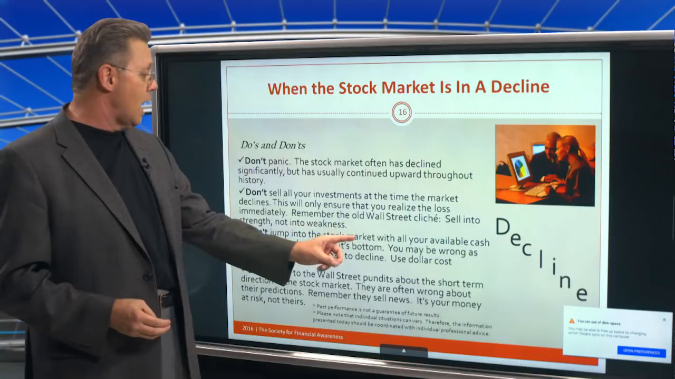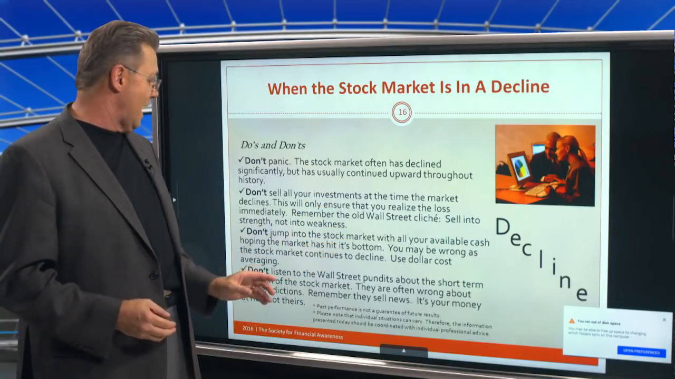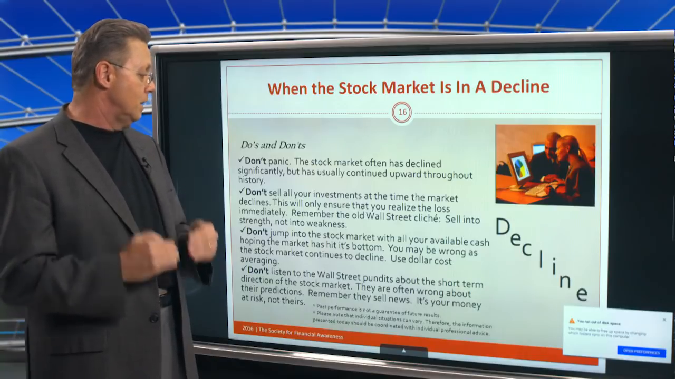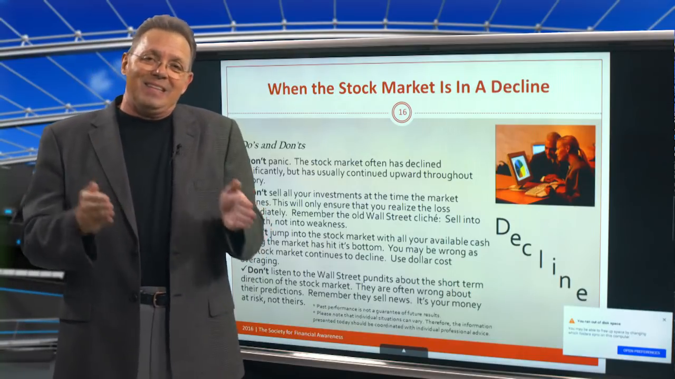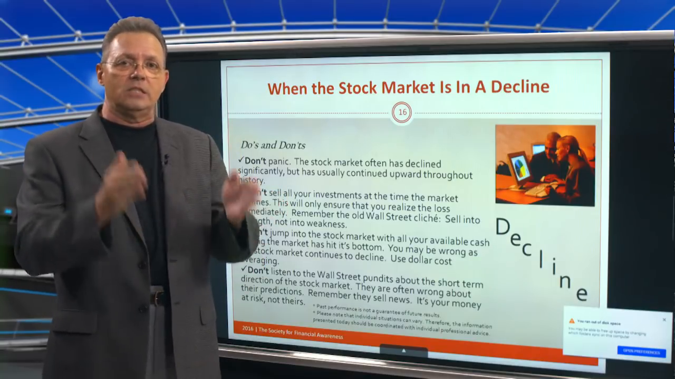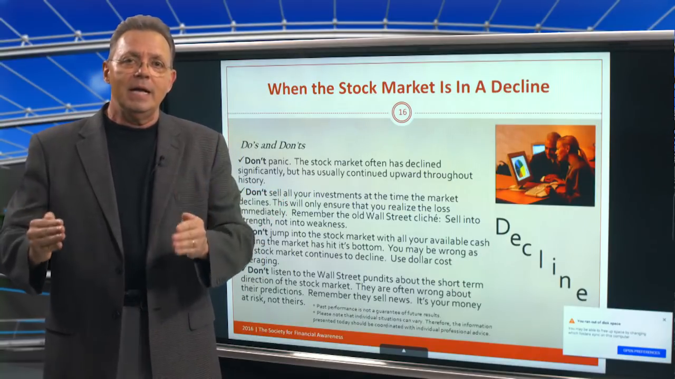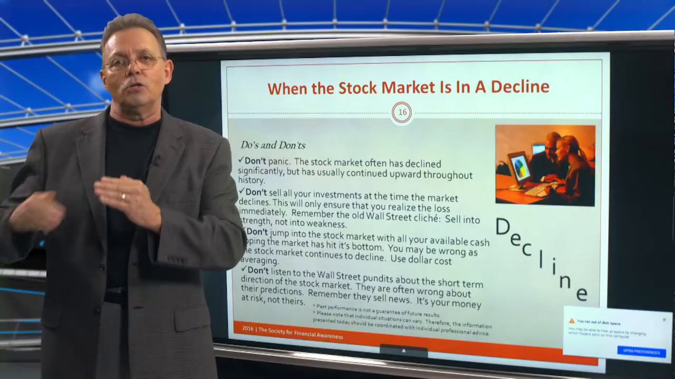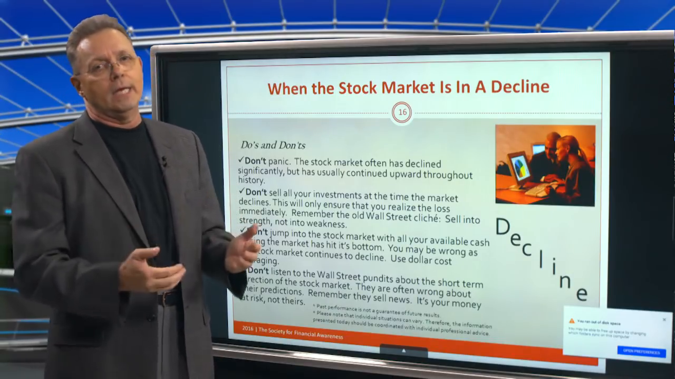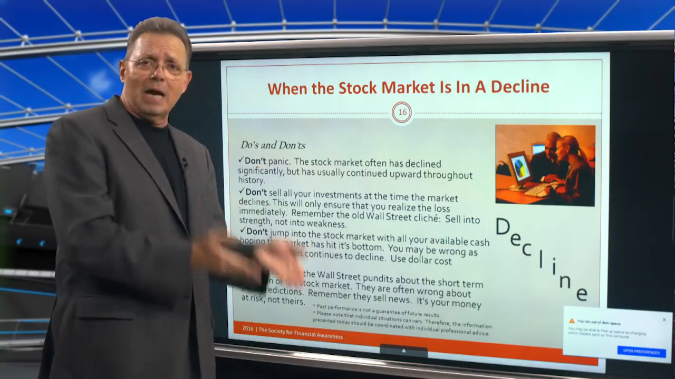Don't jump into the stock market with all your available cash, hoping the market has hit its bottom. You may choose the wrong time to enter, and you have to keep money on the side. That's why I like dollar cost averaging. You commit to something, it's a discipline, it becomes a habit, it's a good lifestyle. Every month you're saving money at the same regular rate. I don't want to start going all in. I'm not in Vegas, I'm in your retirement planning.